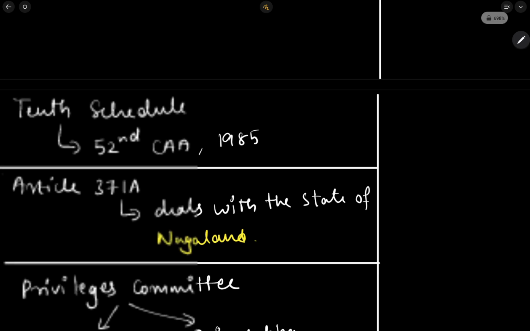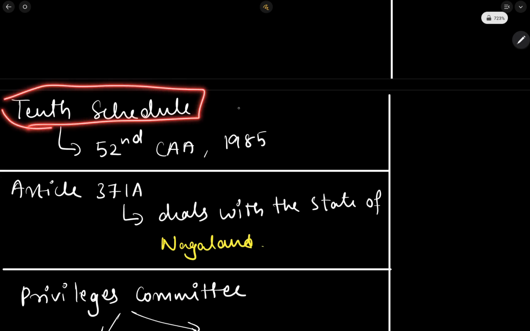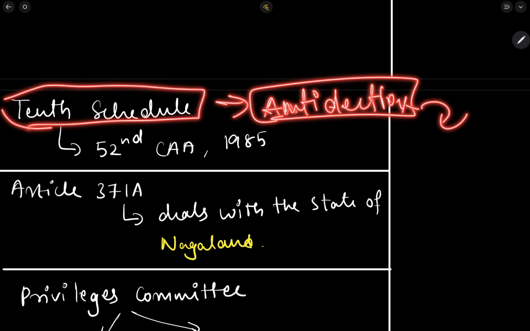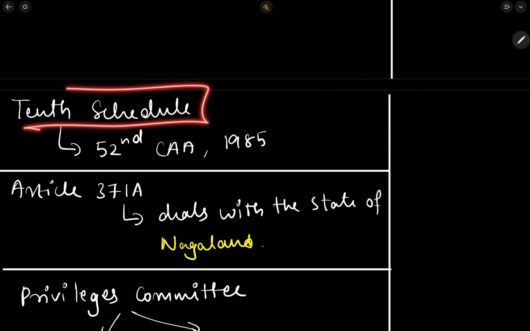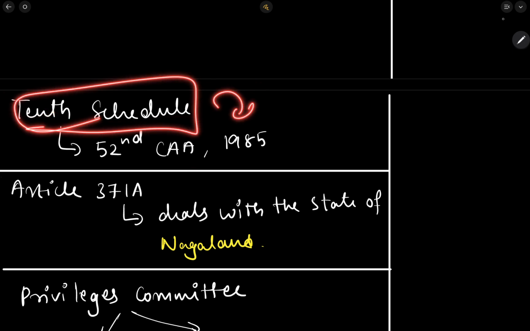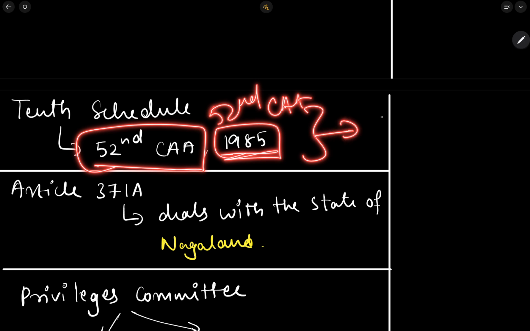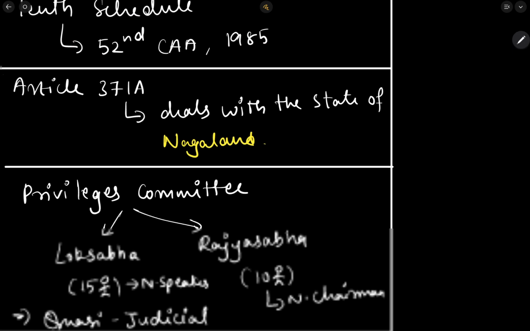So in polity we have the 10th Schedule. The 10th Schedule is nothing but which discusses the anti-defection law. Anti-defection law we will discuss in further videos. Now let's smartly do the thing. The 10th Schedule was brought into the Constitution through the 52nd Constitutional Amendment in the year 1985. This is basic static, factual information which we need to remember.